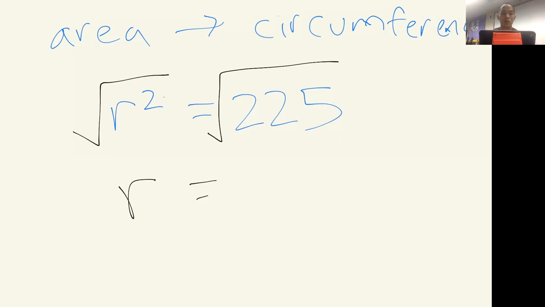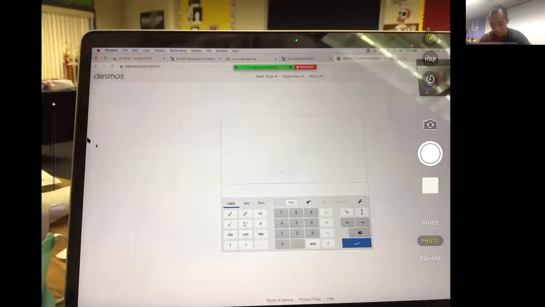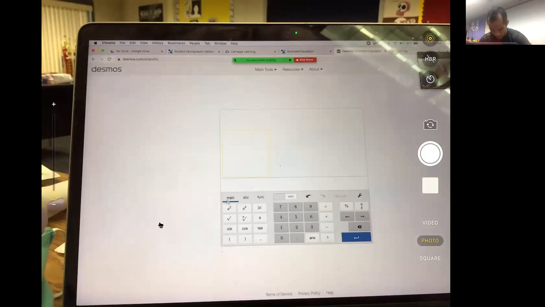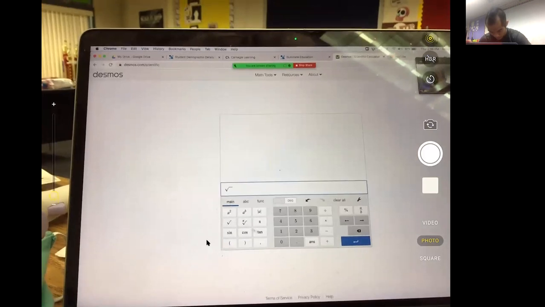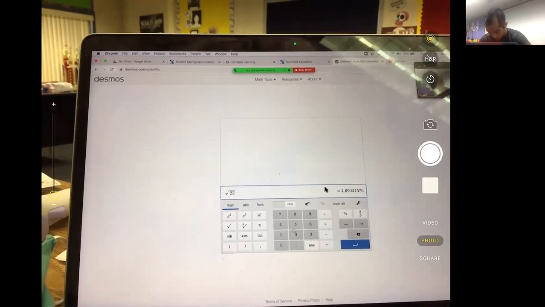So here's what we're going to do. I'm going to switch over to my camera view to show you my laptop. And we're going to go to desmos.com/scientific. If you guys look at the top, it says desmos.com/scientific. And we're going to look for the square root button. Remember, we're doing the square root of 225. So guys, here's the square root button. And then we're just going to type in 225. And voila, look, it's 15.